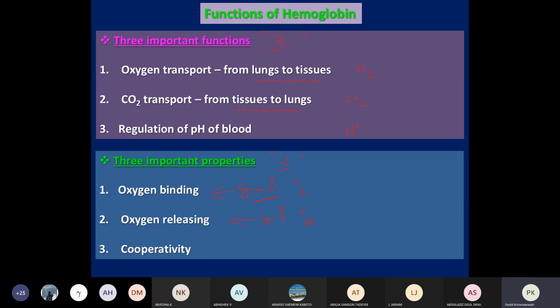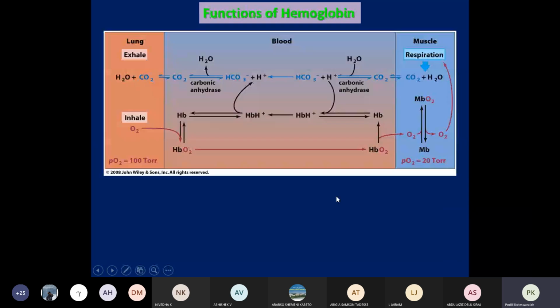As I already said, the main function of the hemoglobin is to carry oxygen from the region of the lungs to the tissues. In the region of the lungs, the partial pressure of oxygen is very high, 100 torr, whereas in the tissues it is only 20 torr. So when hemoglobin moves to the lungs, it is loaded with oxygen and becomes oxyhemoglobin. This oxyhemoglobin travels in the circulation, then near the tissues, the hemoglobin releases its bound oxygen.